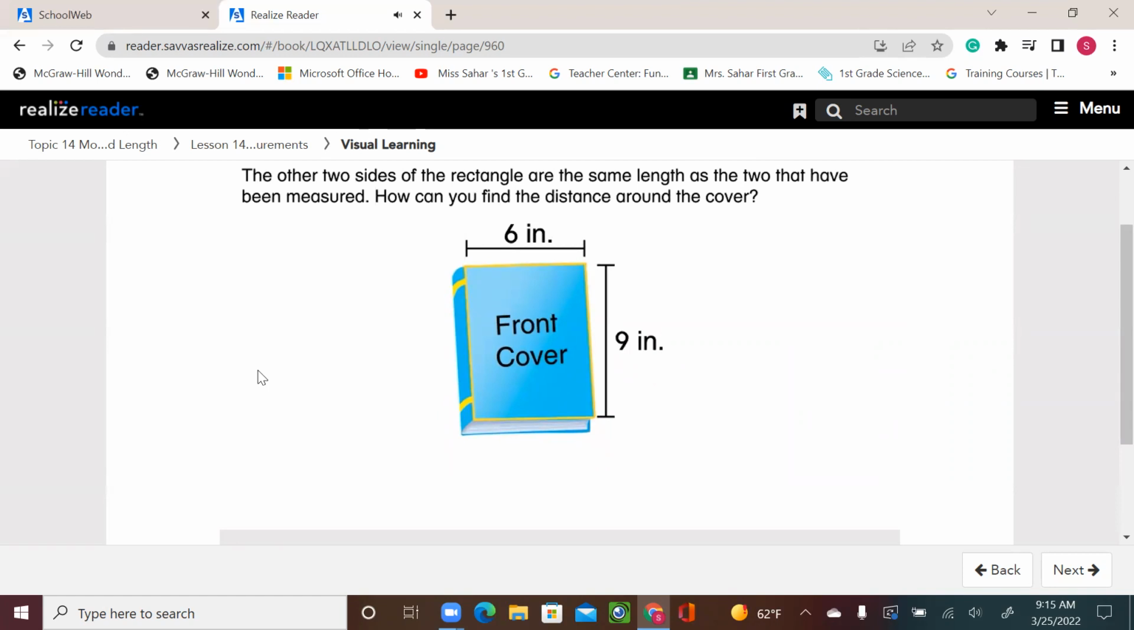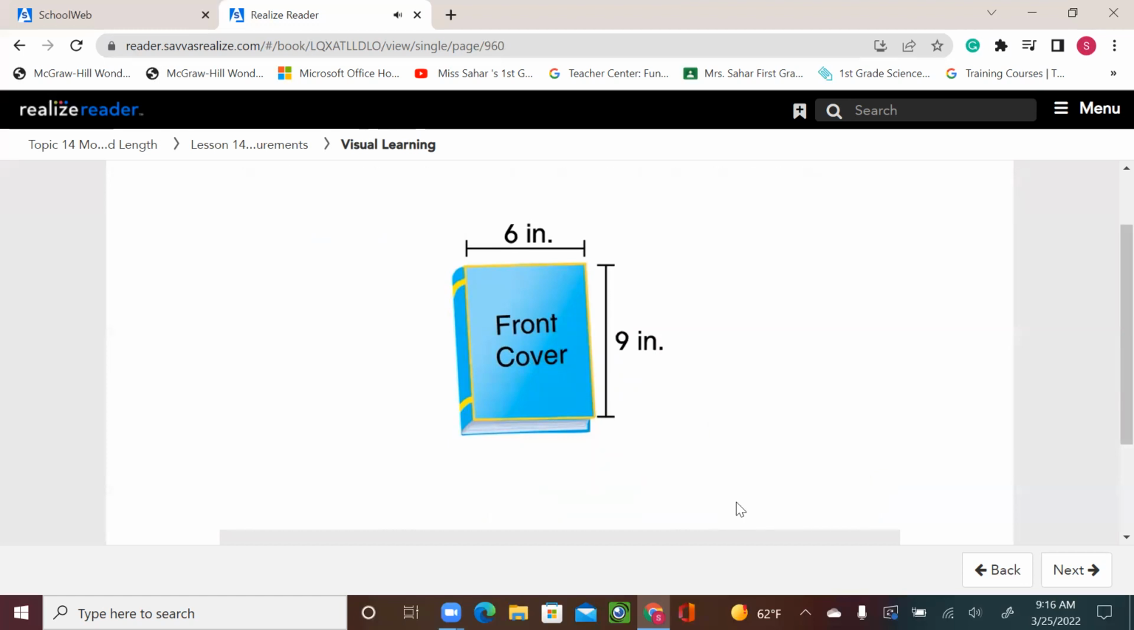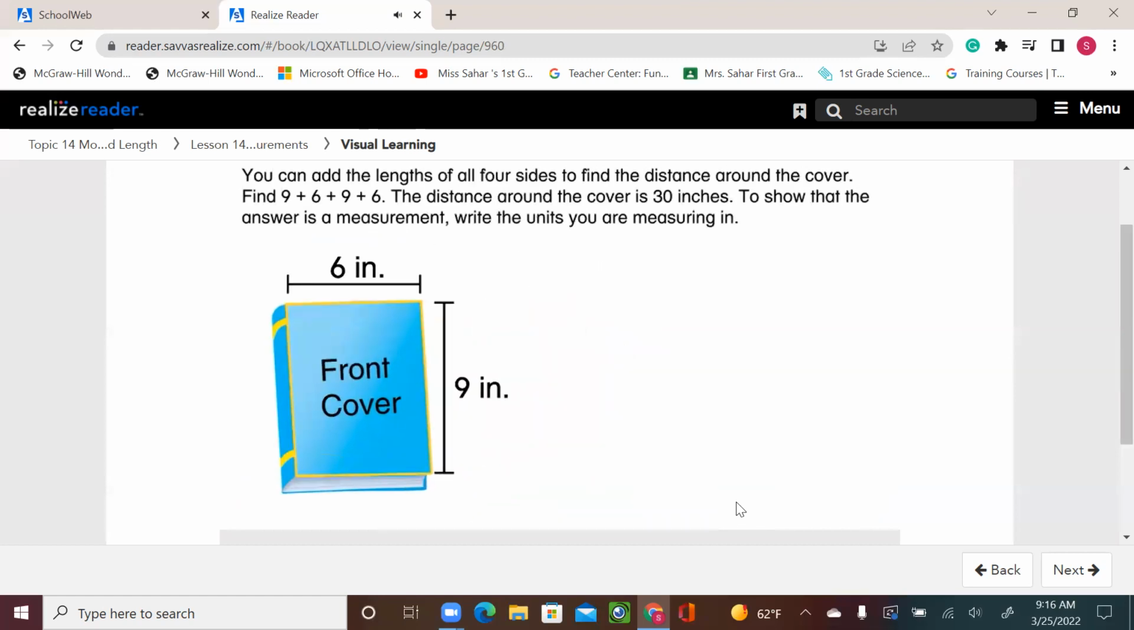How can you find the distance around the cover? Select your answer. Okay, so now we know that there are 4 sides in the rectangle, and the sides that face each other have the same length. So to find the distance around the front cover of our book, we need to add, very good, the 4 sides. So 6 inch plus 9 inch plus 6 inch plus 9 inch. You can add the lengths of all 4 sides to find the distance around the cover. Find 9 plus 6 plus 9 plus 6.